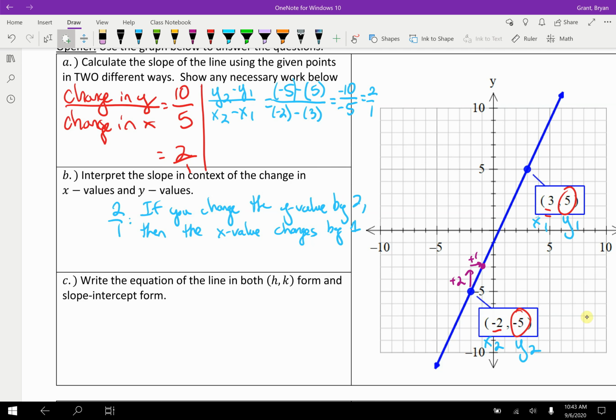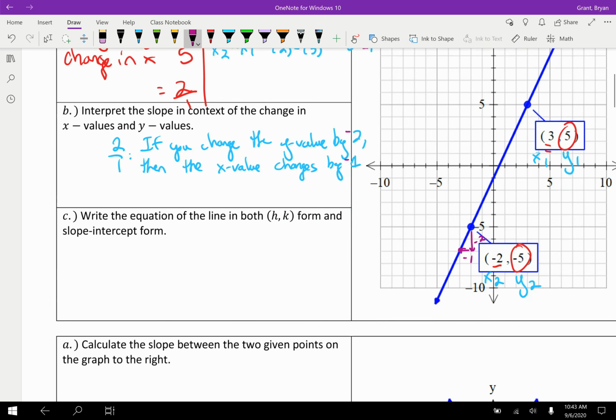Now, could we have done it the other way? I mean, imagine if we'd taken negative 10 divided by negative 5 and reduced it to negative 2 divided by negative 1. Well, then our interpretation might be a little different. If you change the y value by negative 2, then the x value changes by negative 1. Well, if we started at a y value of negative 5, then we want to change the y value by negative 2, which means go down, and change the x value by negative 1, which means go left, and of course we still end up on our graph.